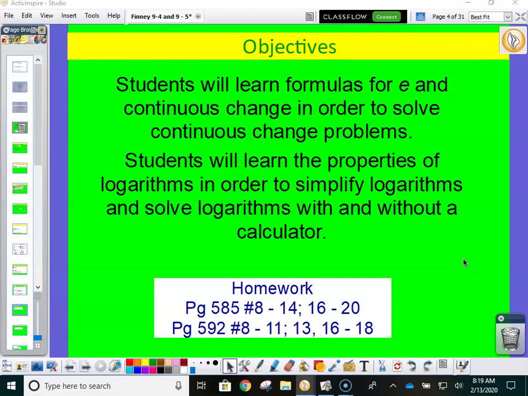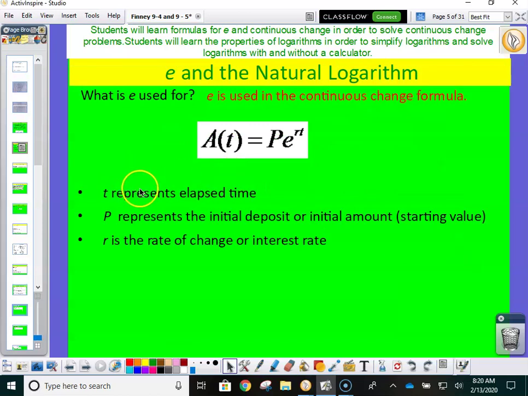So the first thing we're going to be doing is looking at formulas for E. There's basically two pretty popular formulas for E. One is PERT, which is principal times E to the rate times time. Or it could be BERT, which is the beginning amount times E to the power of rate times time. And so that's one of the formulas. And we're also going to look at solving some continuous change problems. We're going to start very simply by looking at what E is known for.